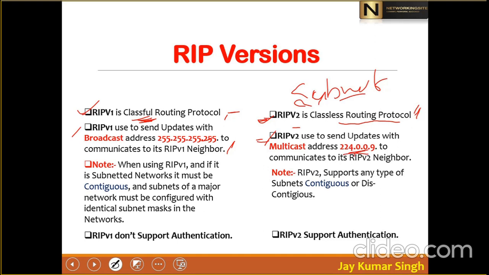Now RIP version 1 cannot work with subnetted networks, and RIP version 2 will work with subnetted networks. You will learn about this when you study CCNP topics, like what is a contiguous network and a discontiguous network. RIP version 1 does not support authentication, and RIP version 2 supports authentication.